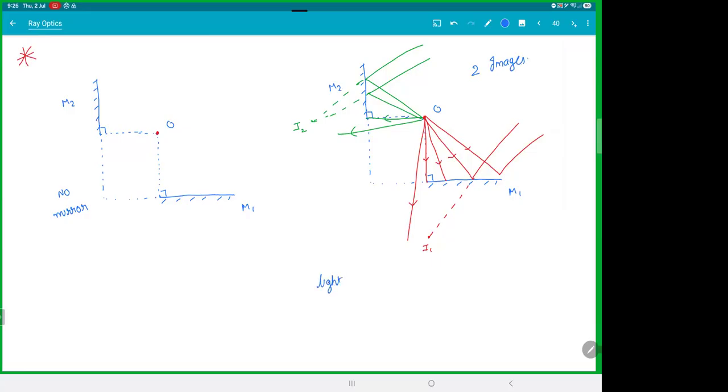So all you need to do is extend the mirror a little and you'll get a third image. Light rays from M1 never reach M3 and vice versa. Therefore, I3 never forms. So there are only two images here.